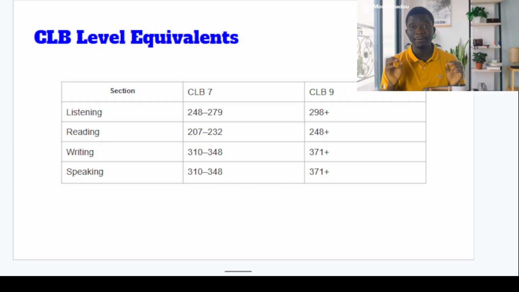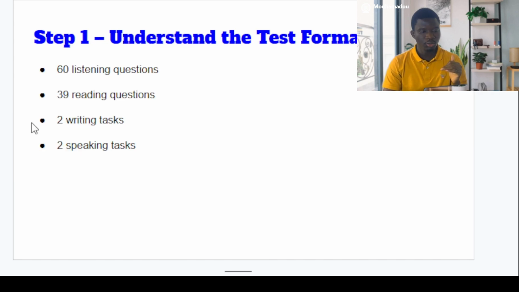Same thing with speaking, 310 to 348, but you want to get 371 at least, so you can have more points. But the minimum for immigration, when you have CLB 7, that suffices. Now let's move on to a step-by-step strategy, what you need to do.